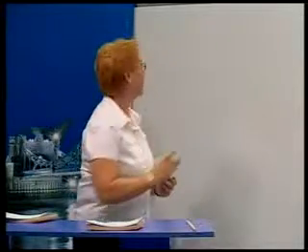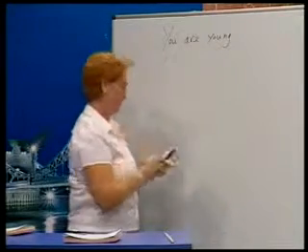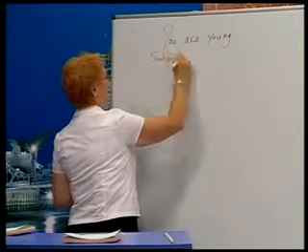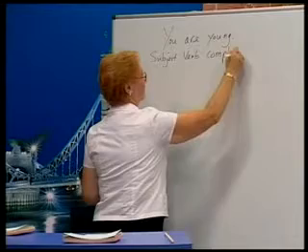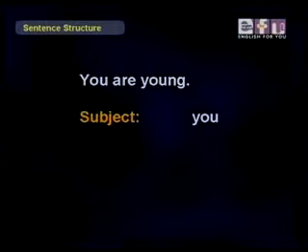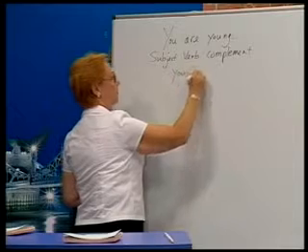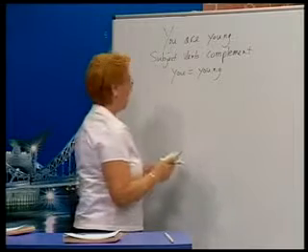Now before we saw this sentence, you are young. You are young. And these are the parts: subject, verb, and complement. And remember, you are young. Subject, verb, complement. You are young.